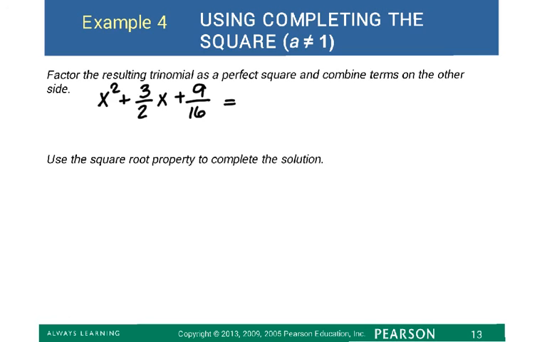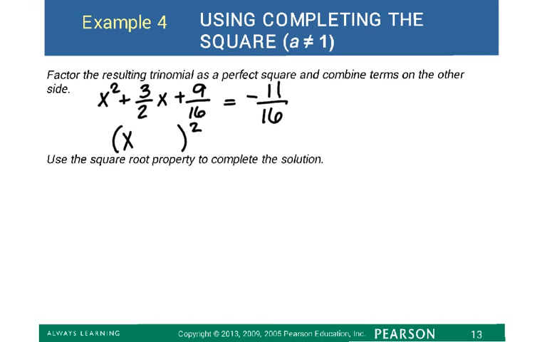Let's go ahead and combine those two terms. Let's see, what was it? -5/4 plus 9/16. If y'all have trouble with adding fractions together, please let me know. We'll cover that in class. But that ends up being -11/16.